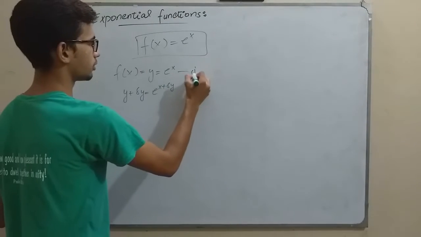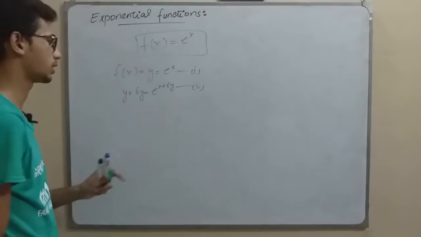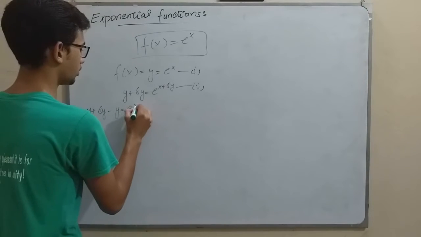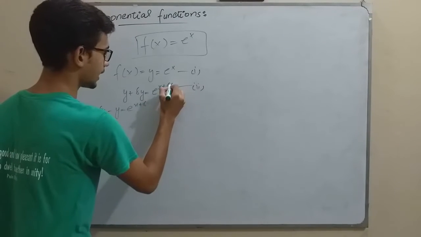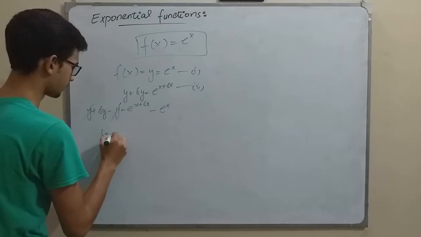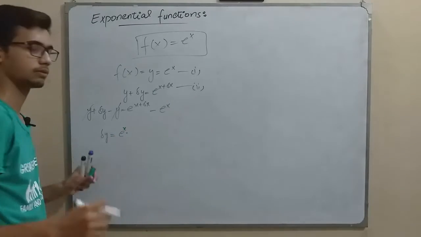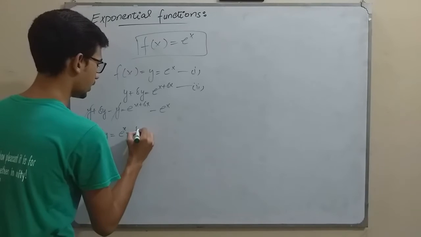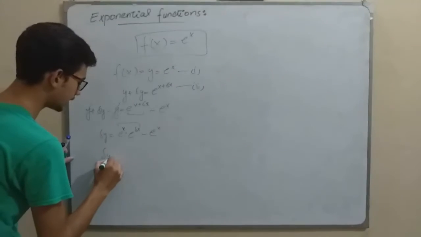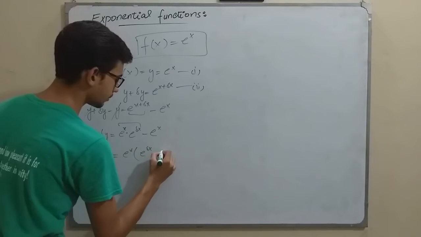Writing in this form, this is equation 1 and this is equation 2. Now I will subtract equation 1 from equation 2. So y plus delta y minus y is equal to e^(x plus delta x) minus e^x. If you are familiar with the laws of exponents, if we have the same base, we can add up their powers. So I can write it in this form. So delta y is equal to e^x common, times (e^delta x minus 1).